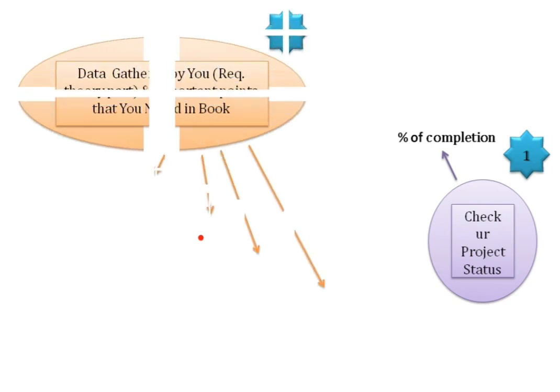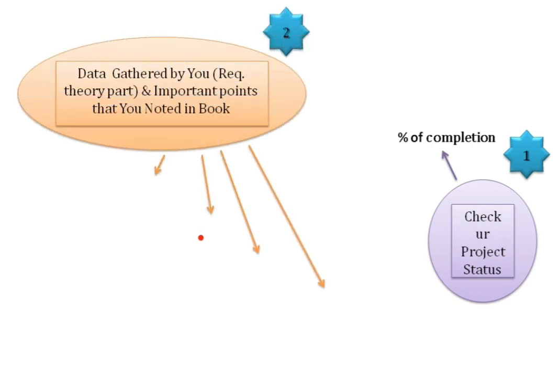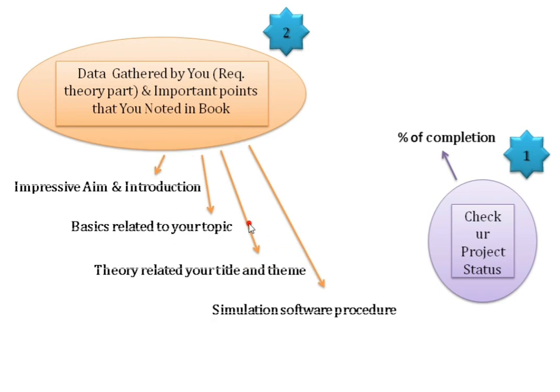Next thing is data gathered by you, that is, theory data gathered from different resources or noted in your notebook. You need to gather information for these 4 points: aim and introduction, basics related to a topic, theory related to a title, and simulation software procedure. Observe aim and introduction: these two come first in your documentation, so you need to write them in an impressive manner. Collect data for these two.